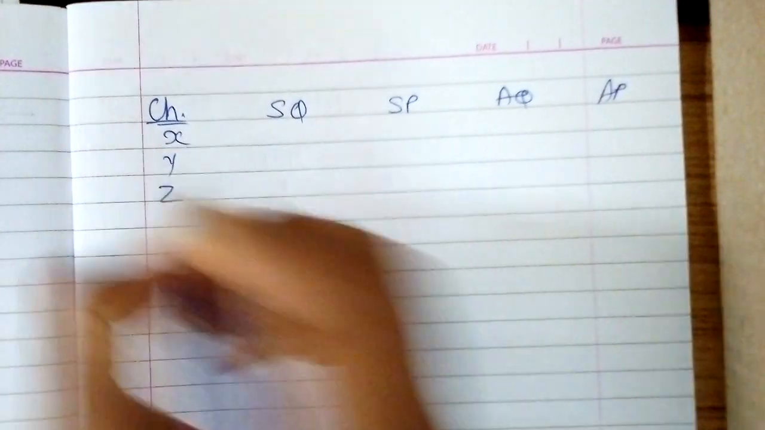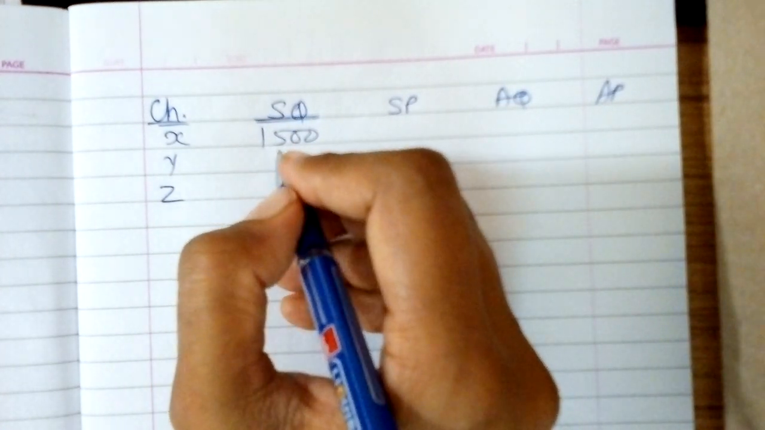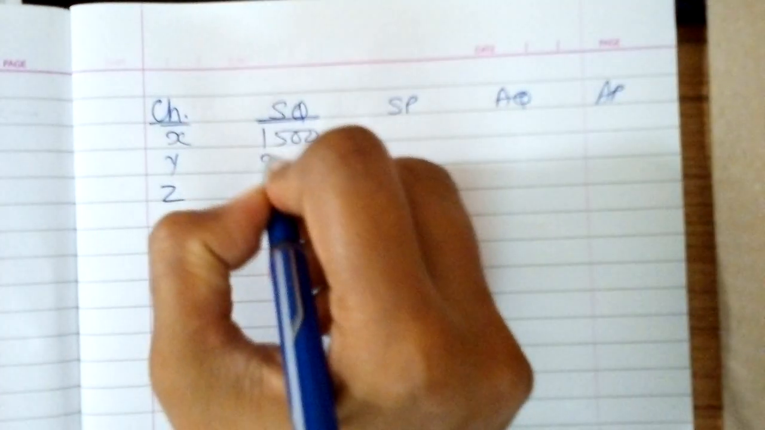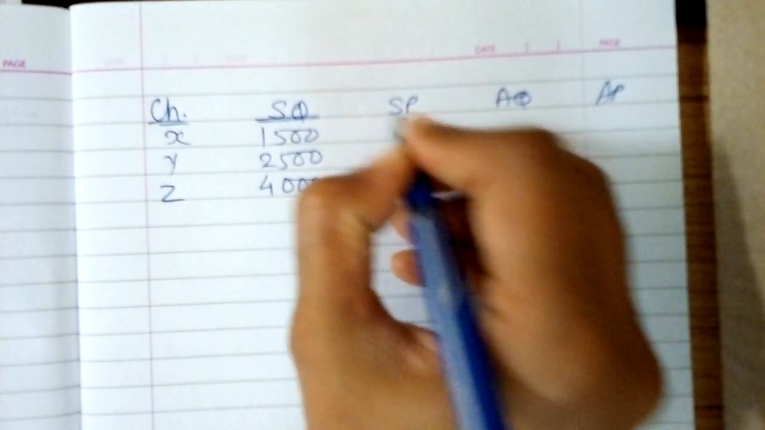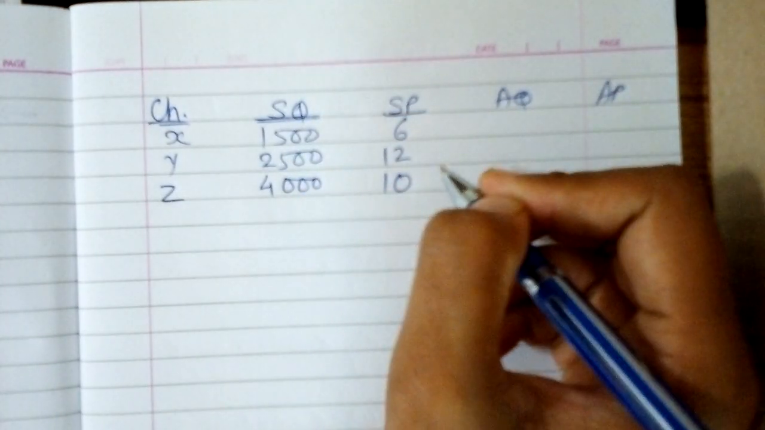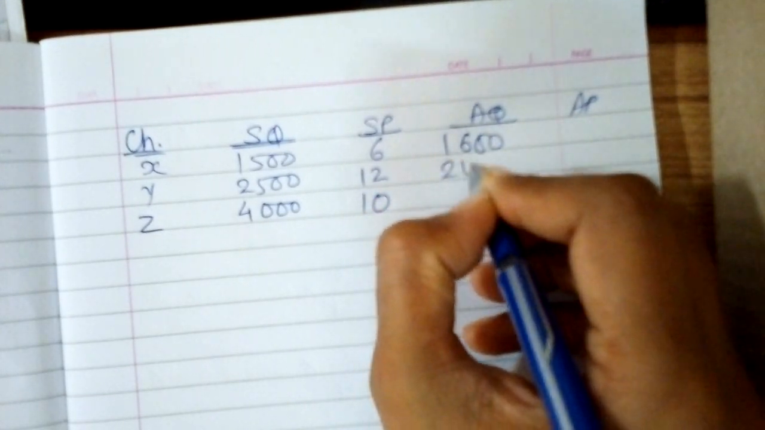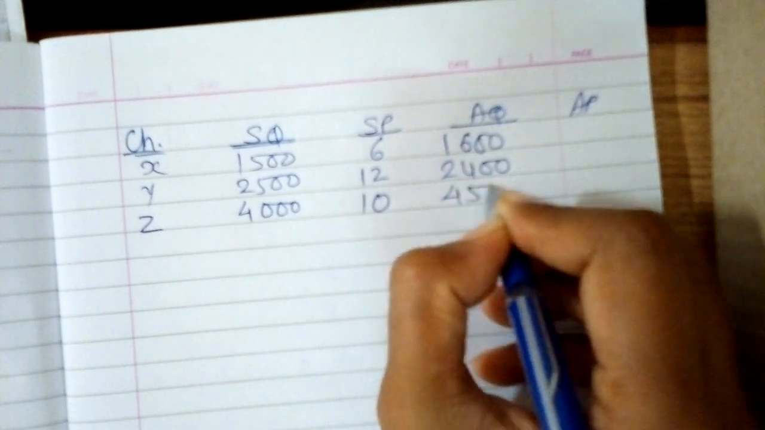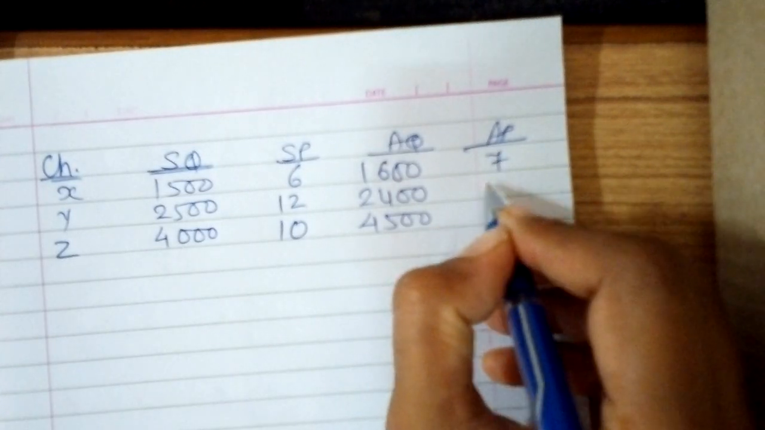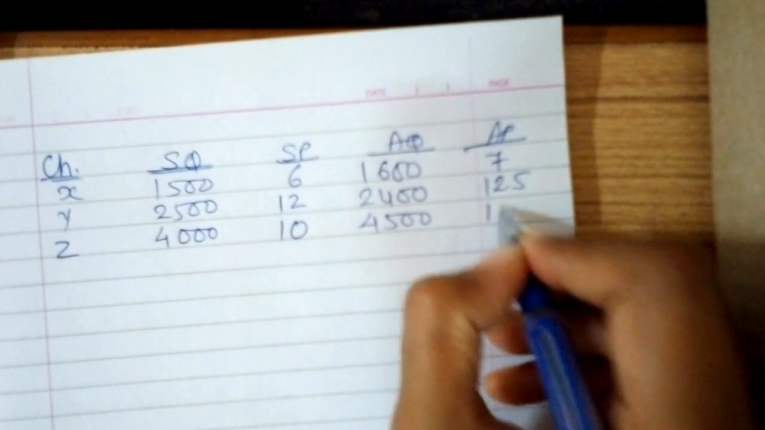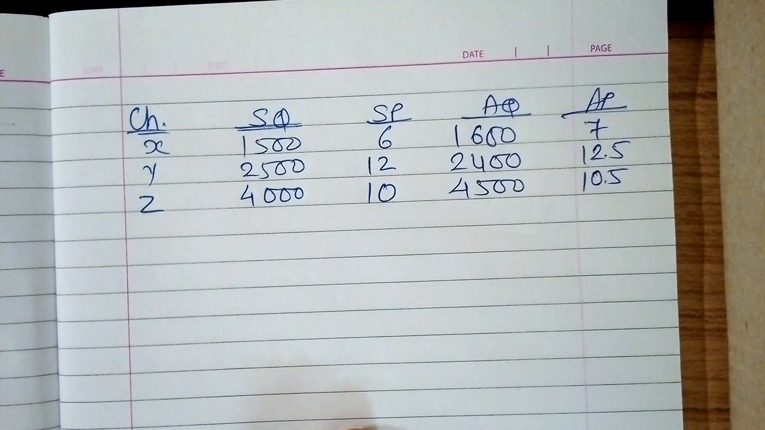Chemical X, Y and Z, standard quantity 1500, 2500 and 4000. Standard price is given in the example: 6, 12, 10. AQ that we have just found out: 1600, 2400 and 4500, and actual price is 7, 12.5 and 10.5. Okay, so this is your important table.